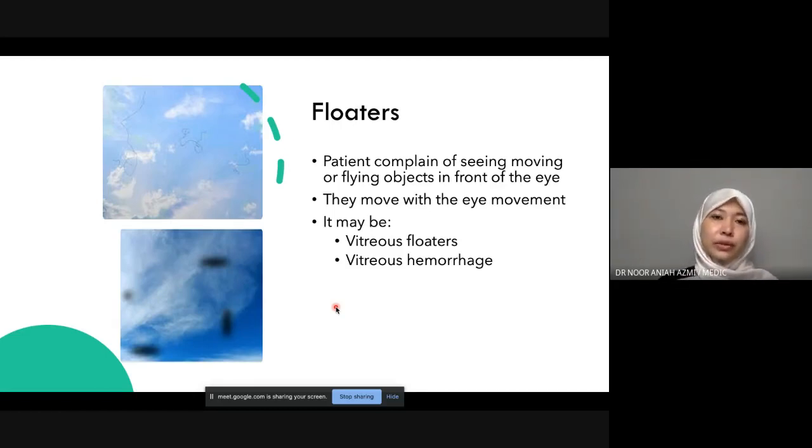Because we fear that it could be a retinal tear or can lead to retinal detachment, or even they might be having uveitis or vitreous hemorrhage from bleeding inside the eye.